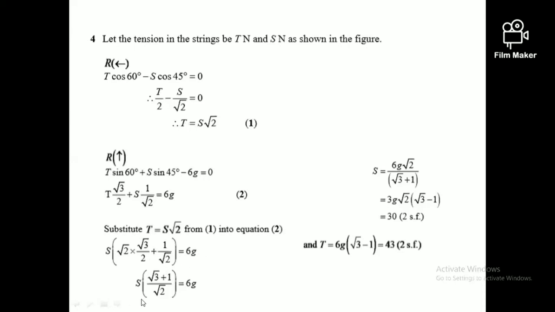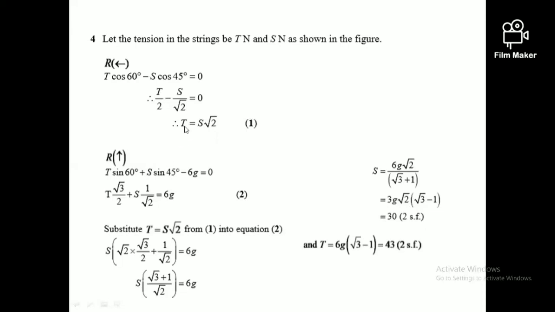If you feel the simplification is confusing, just put S root 2 and simplify here. You get S times root 2 into root 3 divided by 2, and S into 1 over root 2. Then root 6 divided by 2 plus 1 over root 2. You can add these two and find the answer, then divide 60 by that answer. So you can obtain the answer for S as 30, right?